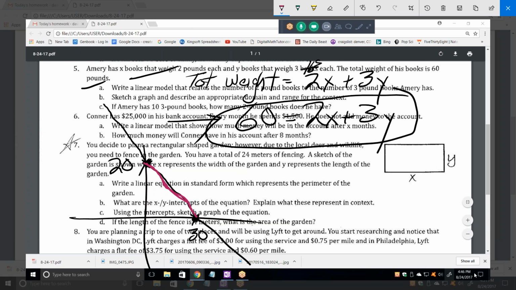So what is my effective domain? What does x have to be between? It has to be between 0 and 30. Correct. That's the effective domain of x. What's the effective domain of y? Between 0 and 20. There you go.